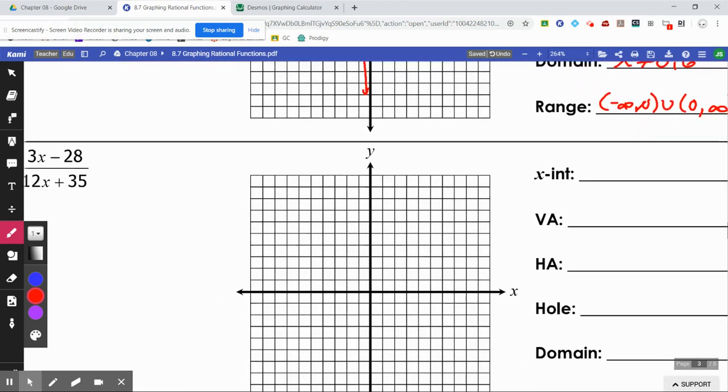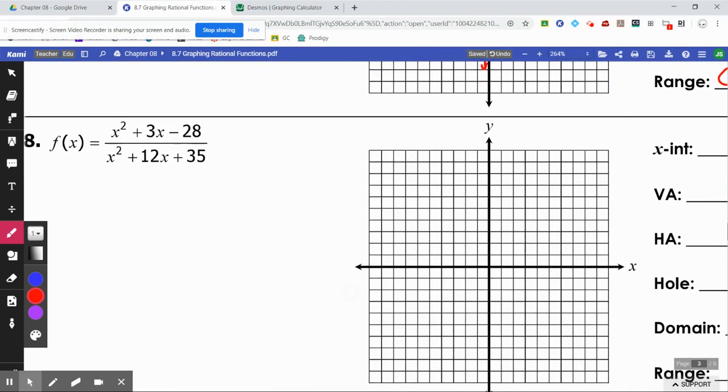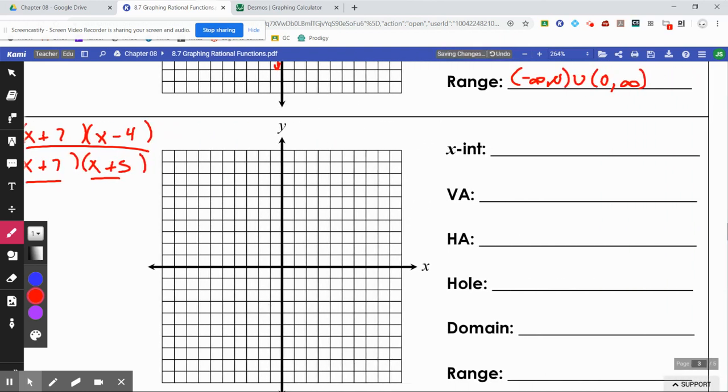Next problem. First step, let's graph it, or excuse me, let's factor it. Two sets of parentheses, and x times an x gives you an x squared. Adds, multiplies will be a +7 and a -4. On bottom, x times x gives you the x squared. Adds, multiplies would be a +7 and a +5. So you see your domain restrictions at -5 and -7. Let's go ahead and do those first. X cannot equal -5 or -7.